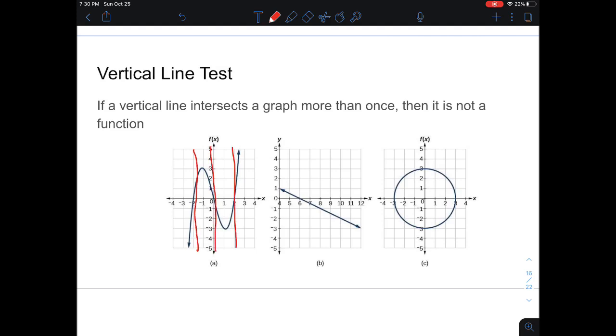So now you're doing the vertical line test. If a vertical line intersects a graph at more than one spot, then it's not a function. I drew vertical lines on the first two graphs, and it only intersects at one spot. That makes that a function.